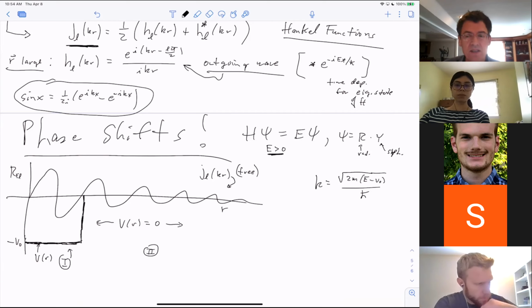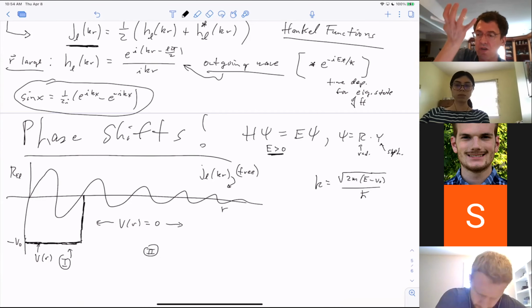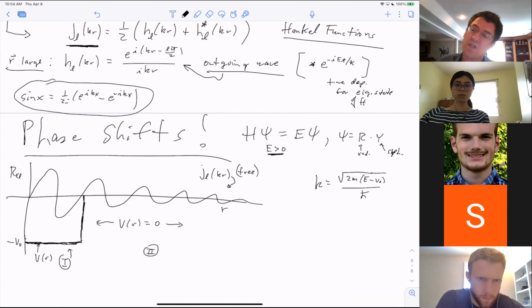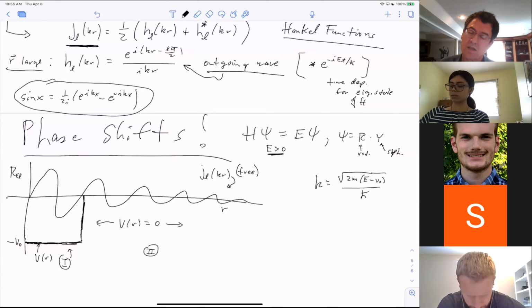You did this in great detail last semester. What happens to the wavelength of a particle as it travels through a region that has very strong negative potential? What does the wavelength do? You know the answer. Can anyone guess? Well, I'll give you two choices. The wavelength either gets longer or shorter. Which?